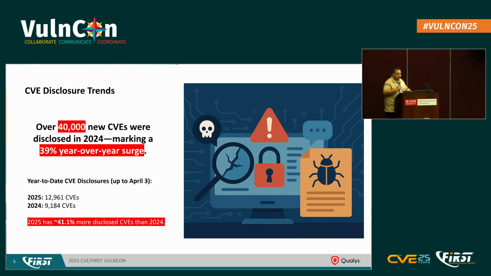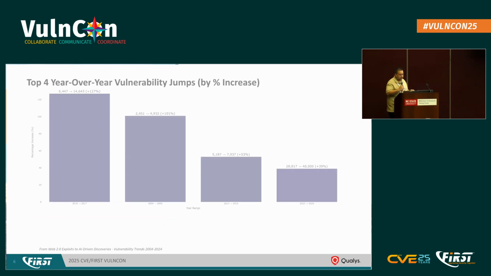And right before I came to WarnCon, I took a look at how the CVE numbers are compared to last year, similar time from beginning of the year to April 3rd, it was around 41% more. As you can see on the screen, it was almost 13,000 to April 13, which in a similar time last year was 9,184.